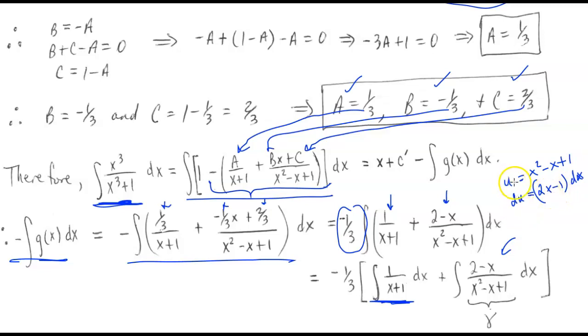Now, of course, I could do something fancy like factor out a 2 and say, all right, well, let's let du over 2 equal x minus 1/2 dx. I could do that, okay?